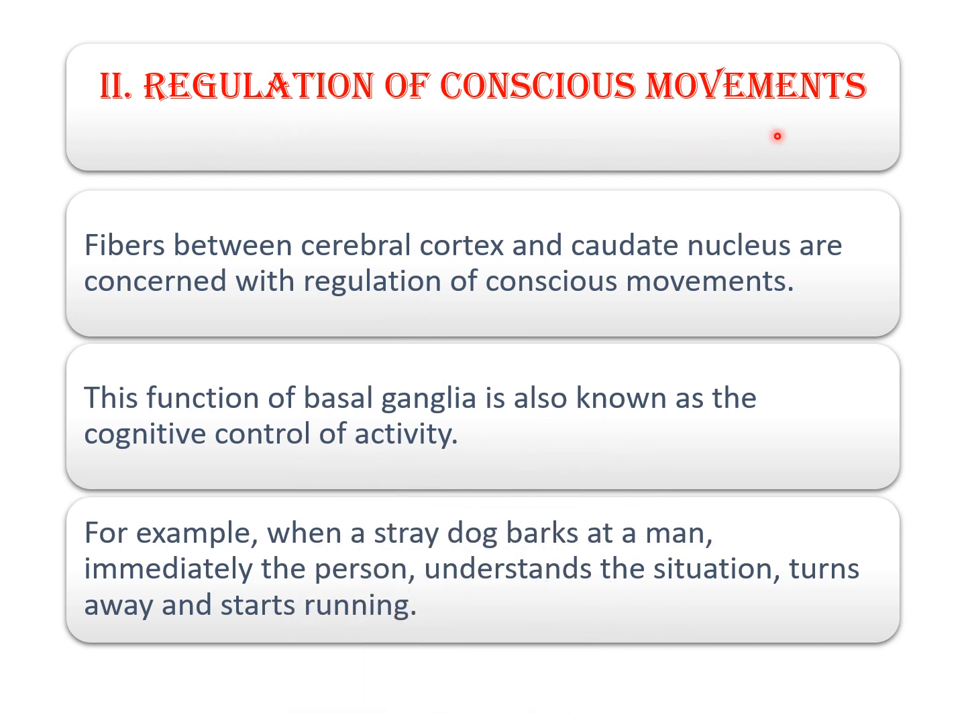Regulation of the conscious movement. Fibers between the cerebral cortex and caudate nucleus are concerned with the regulation of conscious movements. This function of the basal ganglia is also known as cognitive control of activity. For example, when a stray dog barks at a man, immediately the person understands the situation, turns away and starts running. That type of function of the basal ganglia is known as cognitive control of activity, and that is the regulation of conscious movements.